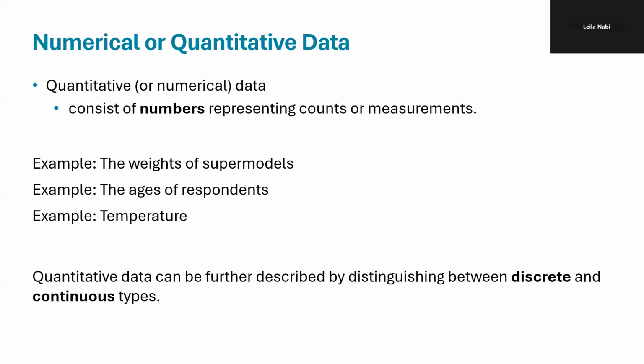But quantitative data or numerical data are when we have numbers as data. For example, we collect the weight of supermodels. Weights are numbers: 120 pounds, 130 pounds, 145 pounds. Or when we collect data about the age of respondents in the survey, ages are numbers, temperature is numbers, everything. Whenever we collect data and get numbers, we call it quantitative or numerical. When we have quantitative data, we can describe them in two groups, as discrete or continuous.